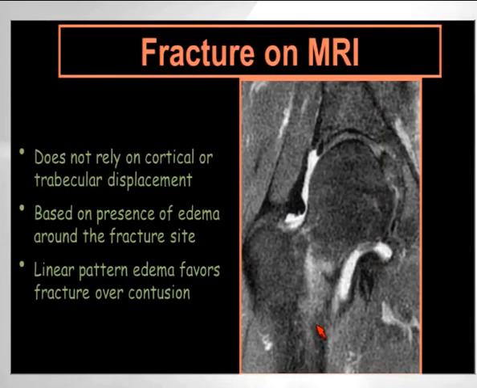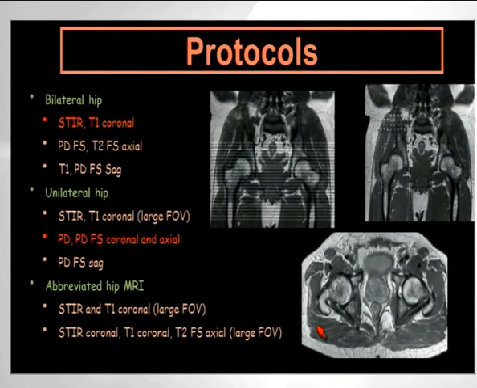Now, why is it easy to see fracture on MRI? Well, the fracture doesn't rely on cortical or trabecular displacement. It is based on presence of edema around the fracture site. Linear pattern edema would favor fracture over contusion. And we have all protocols, routinely we do bilateral hip, unilateral hip. In the emergency setting, we have been doing abbreviated hip MRI, which would include just STIR and T1 coronal, and in many places, T2 fat-saturated axial can also be added.